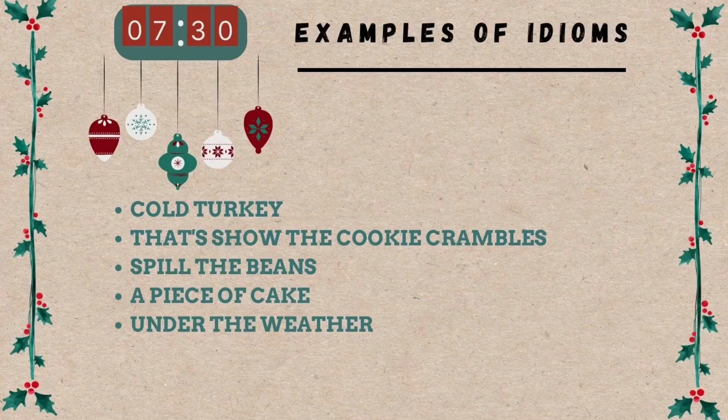Some examples of idioms are the phrase cold turkey, que sería dejar de hacer algo de golpe. That's how the cookie crumbles, que es básicamente que así es la vida, que tienes que soportar. Spill the beans, que es sacar el chisme cuando alguien llega contigo, después de que le iban a contar un chisme. A piece of cake, que es cuando escribes algo demasiado fácil, que dices, esto lo puedo hacer en un segundo. Y under the weather, que significa me siento mal, no tengo ganas de nada. También se puede relacionar con el clima.